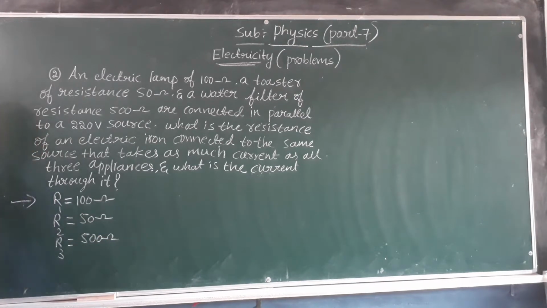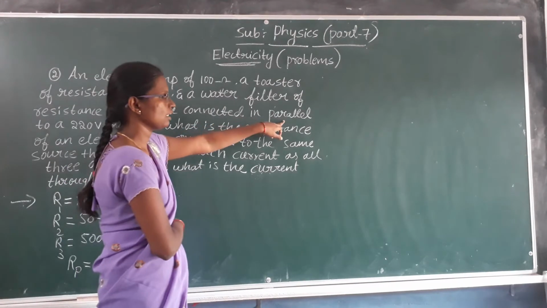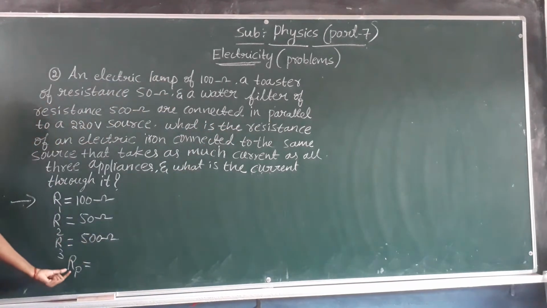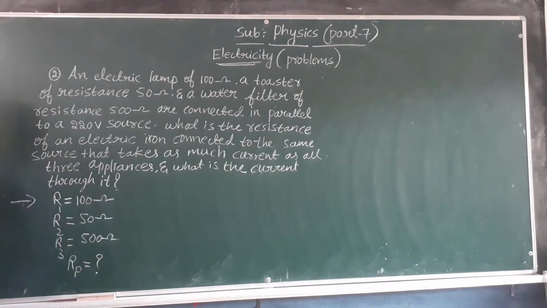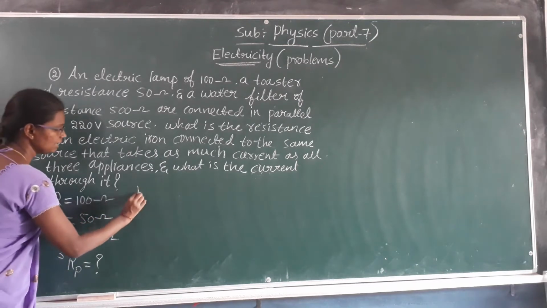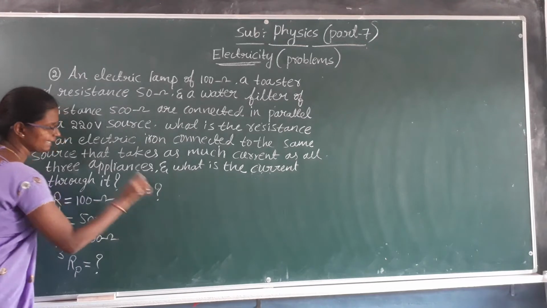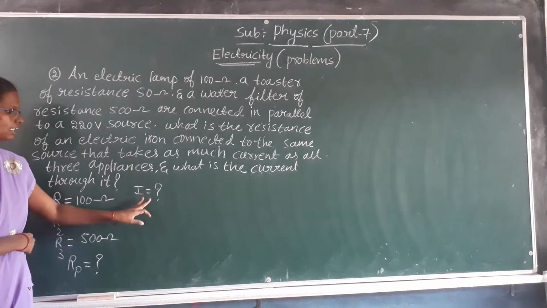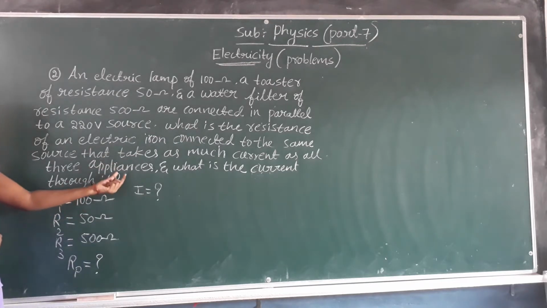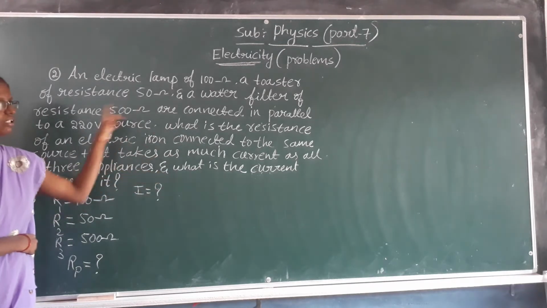Then what we have to calculate? Equivalent resistance, that is Rp. Why did I write P here? Because the resistances are connected in parallel. So the equivalent resistance of resistors connected in parallel we have to calculate. I will write it as a question mark. So we have to find this Rp. Then again they ask what is the value of electric current, as well as in the electric iron we have to find out, and finally the total resistance connected in all three.